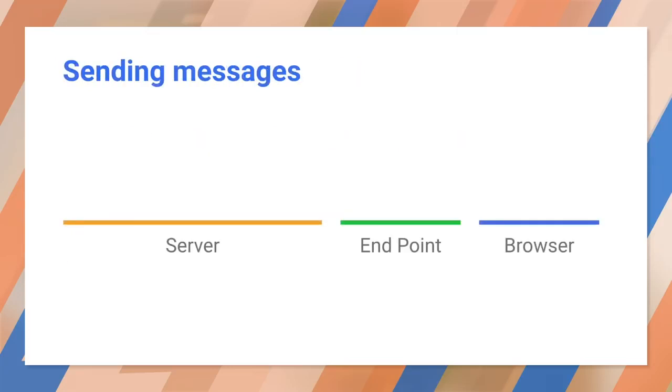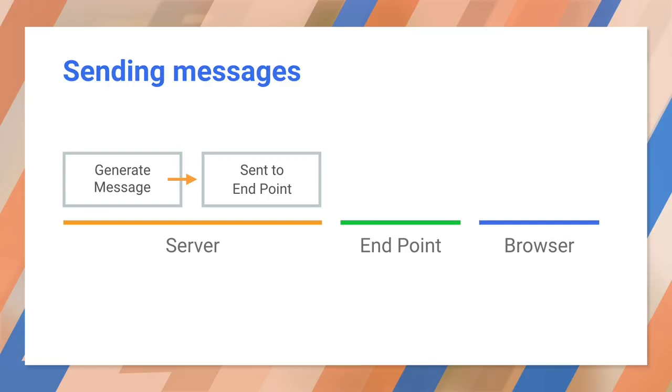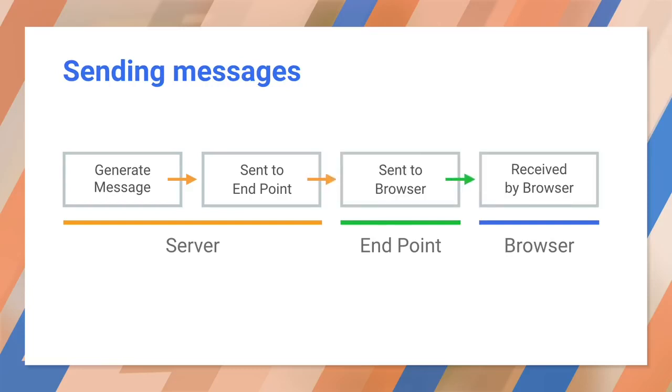Let's see how the process of sending a message is done. The server generates a message, encrypts it with the public key, and sends it to the endpoint URL from the subscription object. The URL contains the address of the push service along with a subscription ID, which allows the push service to identify the client to receive the message. The message is received by the push service, which routes it to the right client.